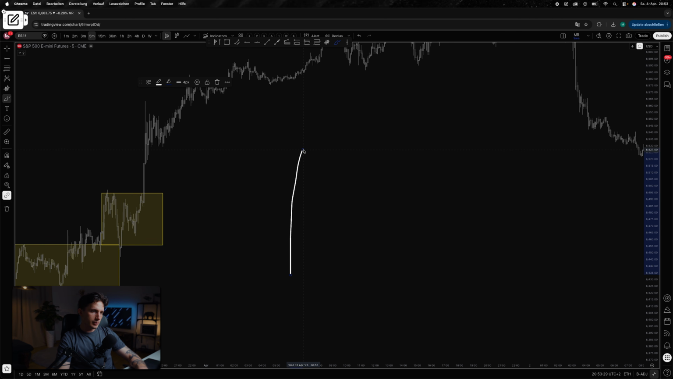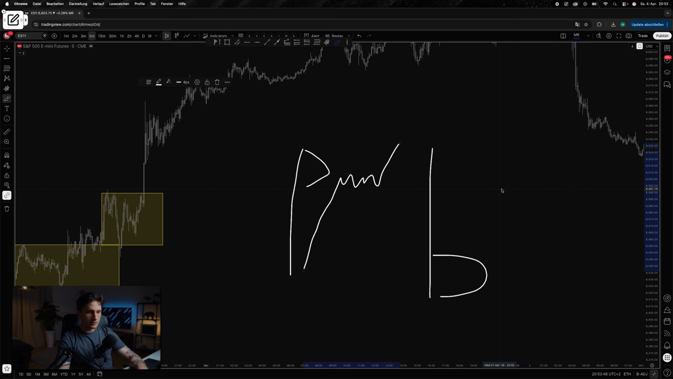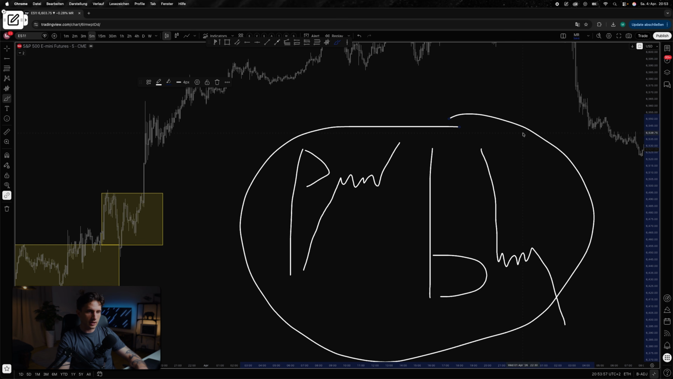When I say P and B on profiling, it's really not complicated, because what we are searching for on the market structure is just an up move, a range, an up move. On a B shape, we are just looking for a down move, a range, and a down move. So that's all we are watching on market structure.